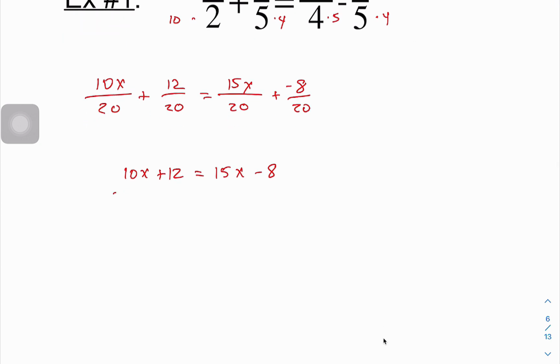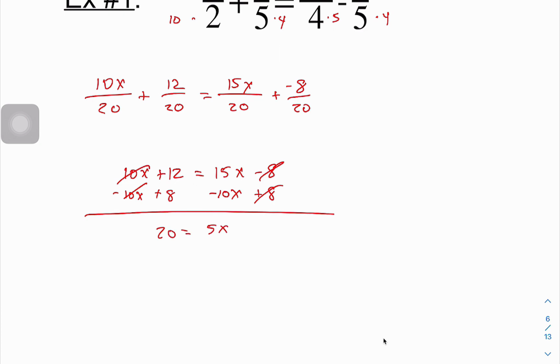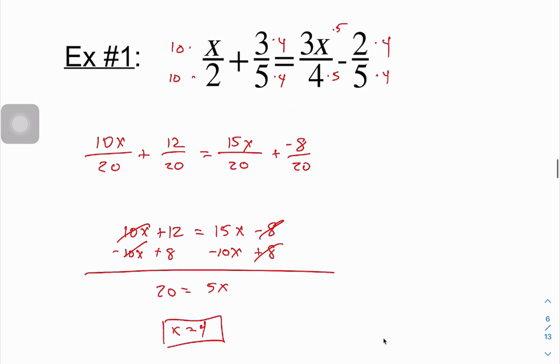So I'm going to subtract the 10x to the right. And if the x's are going to the right, that means I'm going to take the constants and move them to the left. We end up with 20 equal to 5x, which means x equals 4. And there's your answer to your first rational equation.